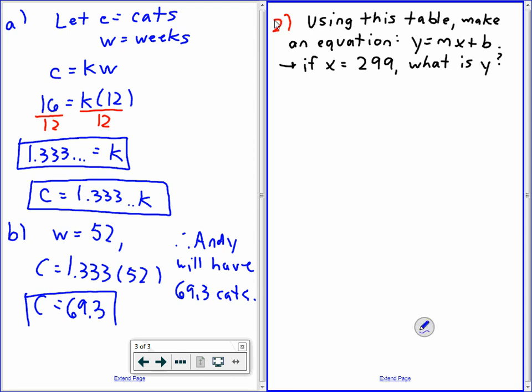So 3, 6, 9, 12, and it's going to be, hold on a sec. Sorry, one sec. This is going to be 2, this is going to be 8, this is going to be 14.